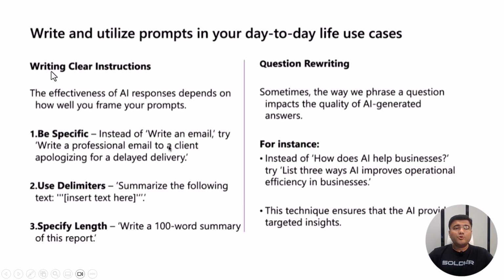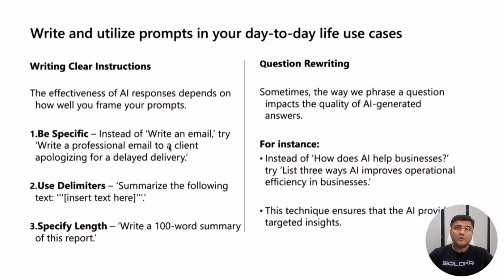Next, you should provide clear instructions in your prompt. So when you are providing a prompt, be specific. Instead of just saying write an email, try to use write a professional email to a client apologizing for a delay in delivery. So that's going to be a better prompt. Use delimiters like single quotes, double quotes, square brackets, or you can use dash dash dash kind of separators with that.